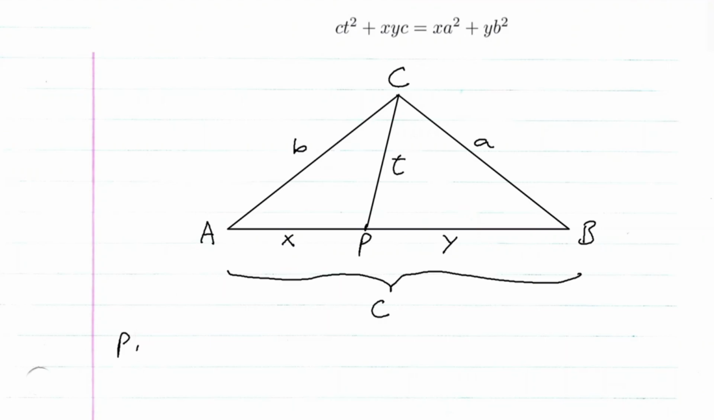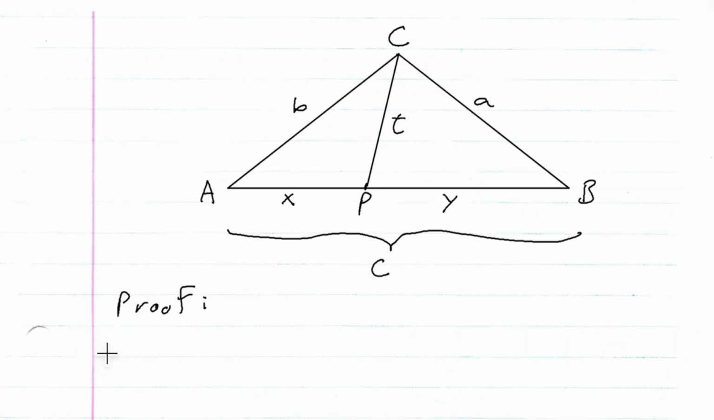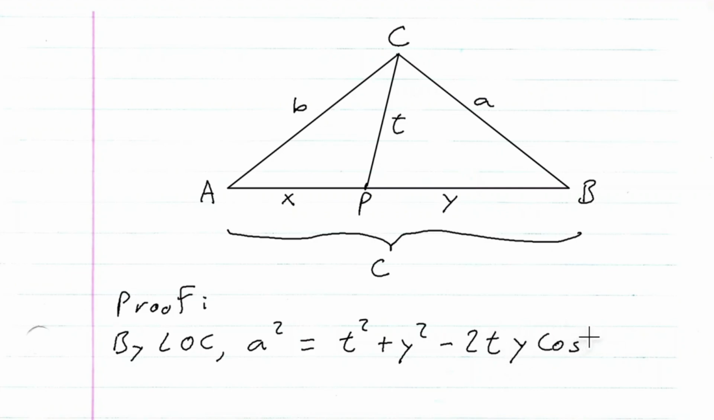So we'll start with the proof. Let me scoot down a little bit. By law of cosines, I know that a squared is equal to t squared plus y squared minus 2ty cosine of, and I need an angle. I need this angle here that corresponds with that a for this triangle here. I'm just going to give this angle a measure of alpha. So it'll be cosine alpha.